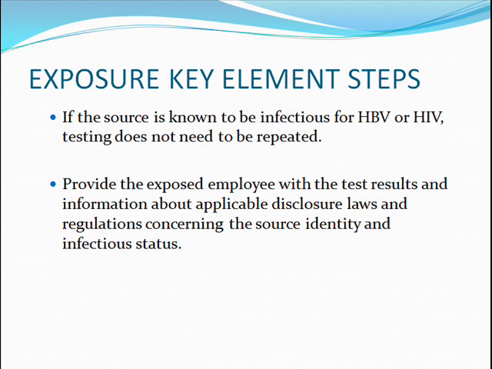Exposure key element steps. If the source is known to be infectious for hepatitis B or HIV, testing does not need to be repeated. Provide the exposed employee with the test results and inform the employee about disclosure laws and regulations concerning the source's identity and infectious status.